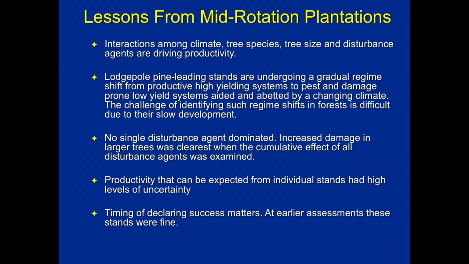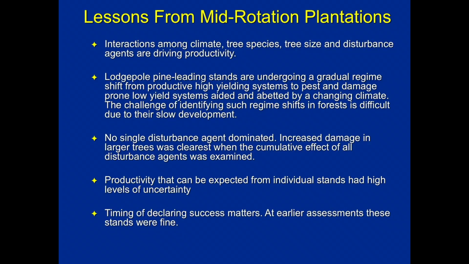No single disturbance agent dominated. Increased damage in larger trees was clearest when the effect of all the disturbance agents was taken into account. Productivity that can be expected from individual stands had high levels of uncertainty, and there's this whole timing thing. The timing of declaring success matters.